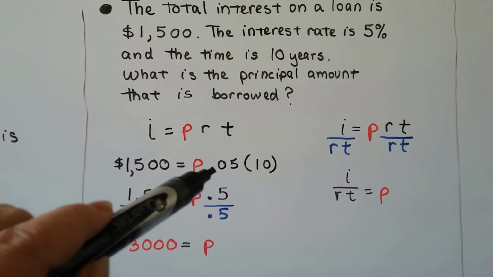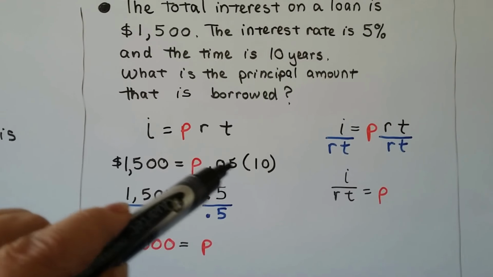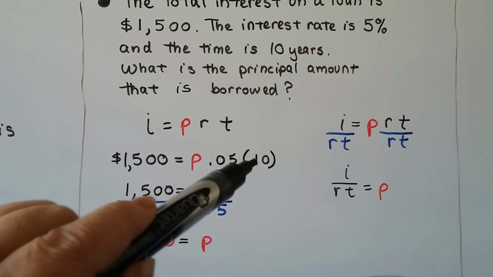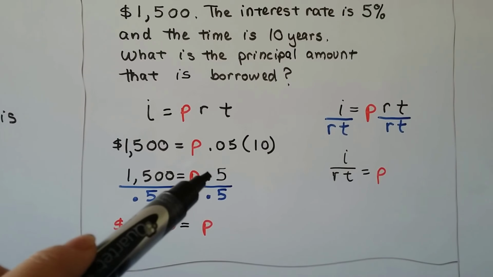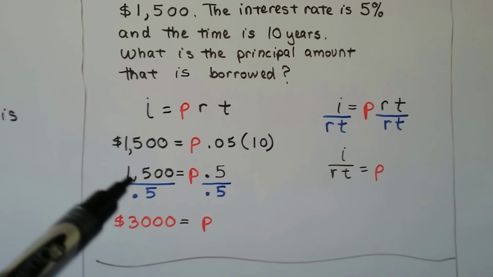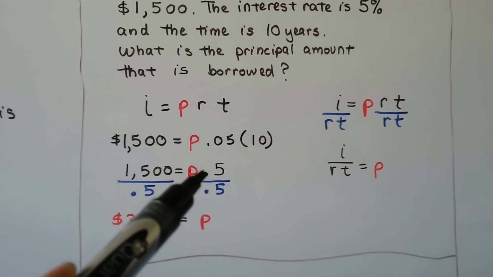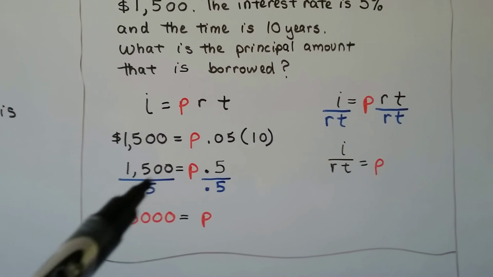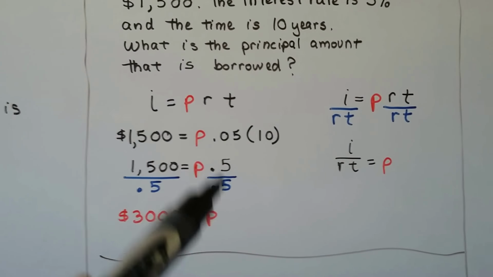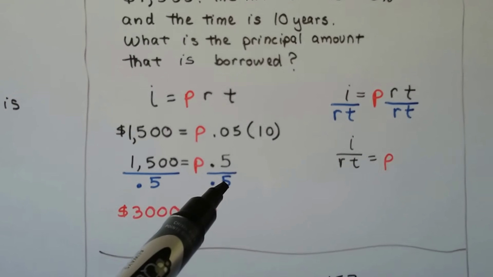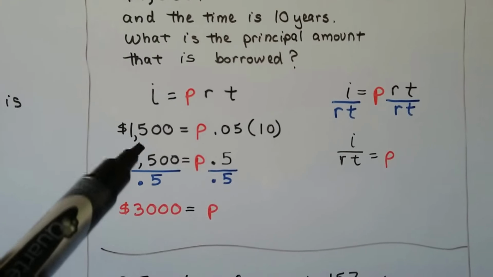So we're going to write that as a decimal as 0.05. And the time was 10 years. See? 0.05 times 10 is 0.5. So now we've got 1,500 equals P times 0.5. We divide both sides of the equation by this 0.5 to get the P by itself. That makes a big 1, same numerator and denominator. When we do the division on this side, we get 3,000. And that's the principal of the loan.